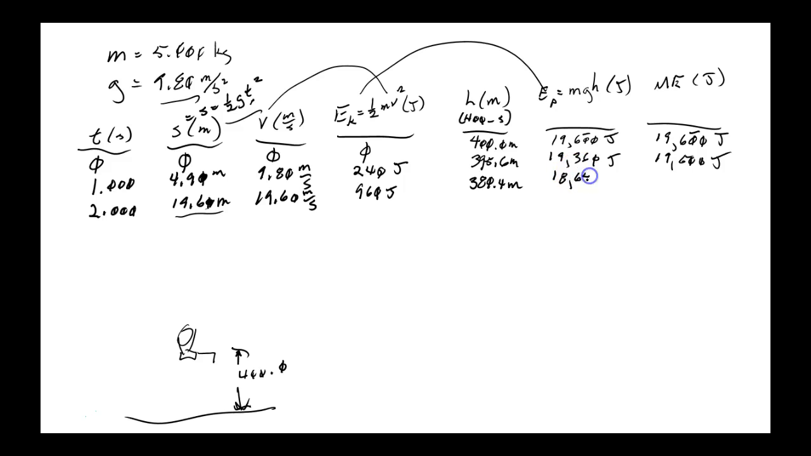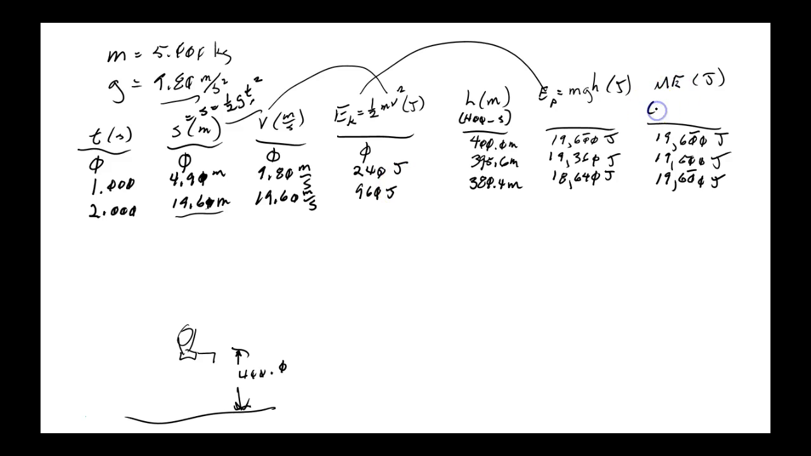Eighteen. 639, so that'll be 640. Okay? 18,640. You add that to your kinetic energy, 960, and what do you get? Don't you get 384, right? Yeah, add 960 to 18,640.